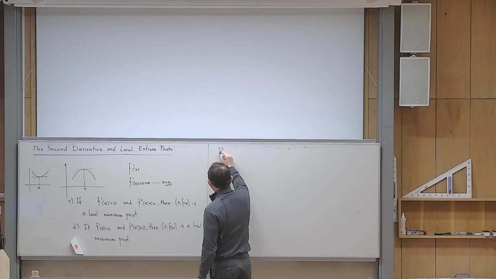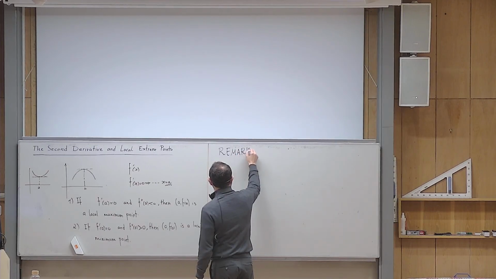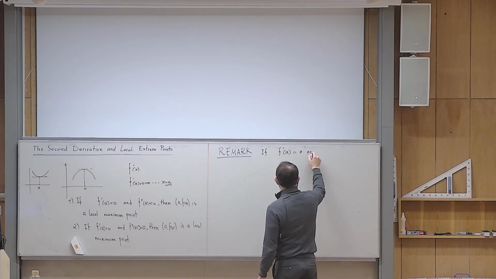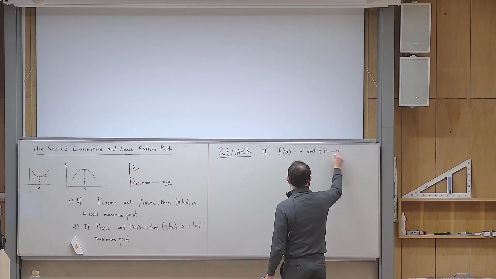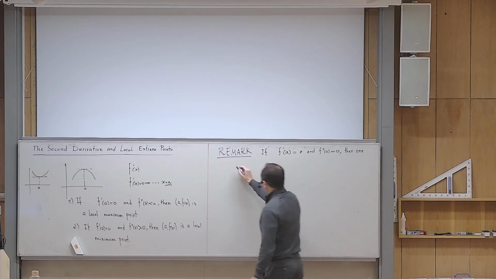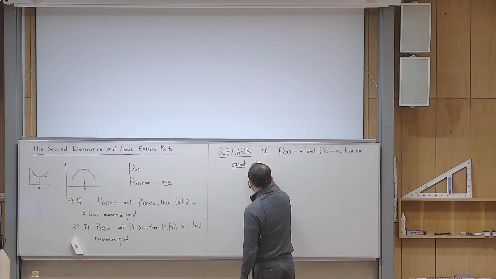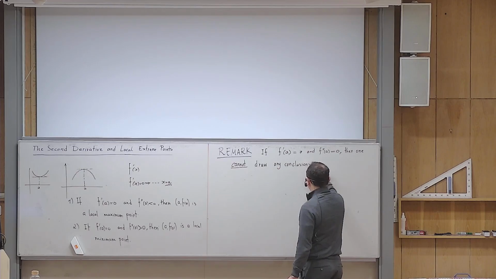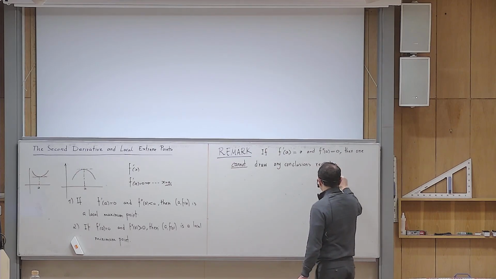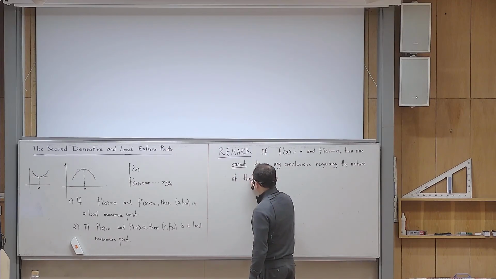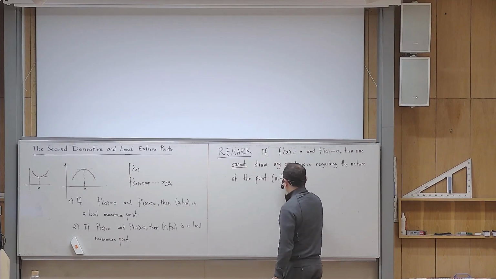Remark, and that is very important. If f prime of a is 0 and f double prime of a is also 0, then one cannot draw any conclusions regarding the nature of the point a and f of a.